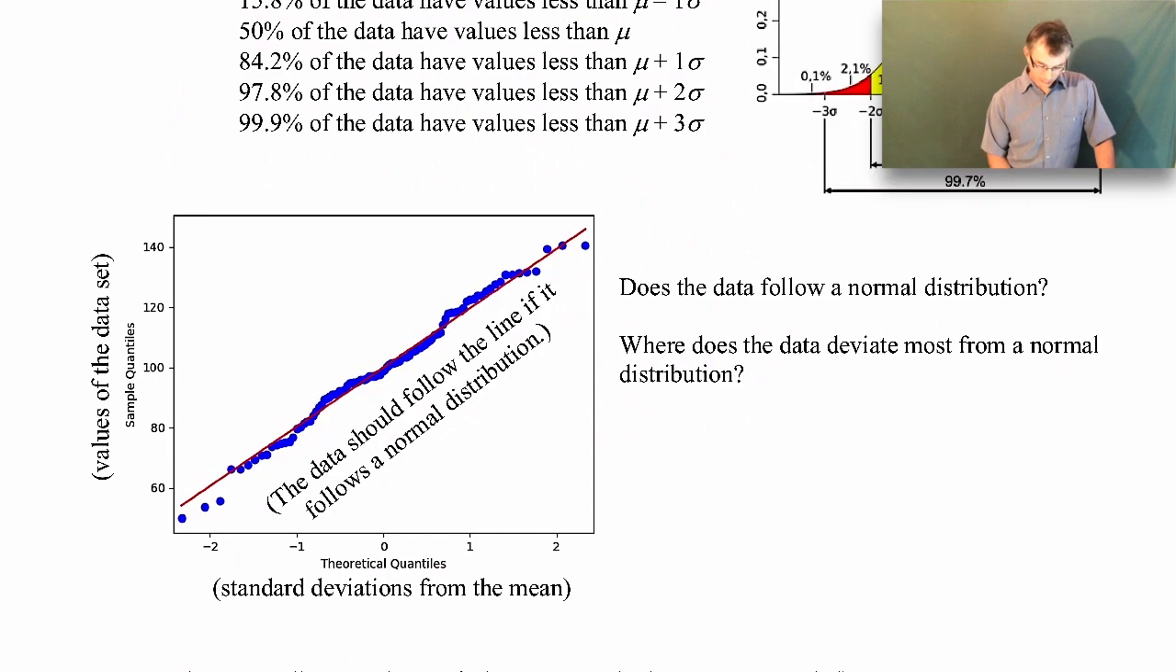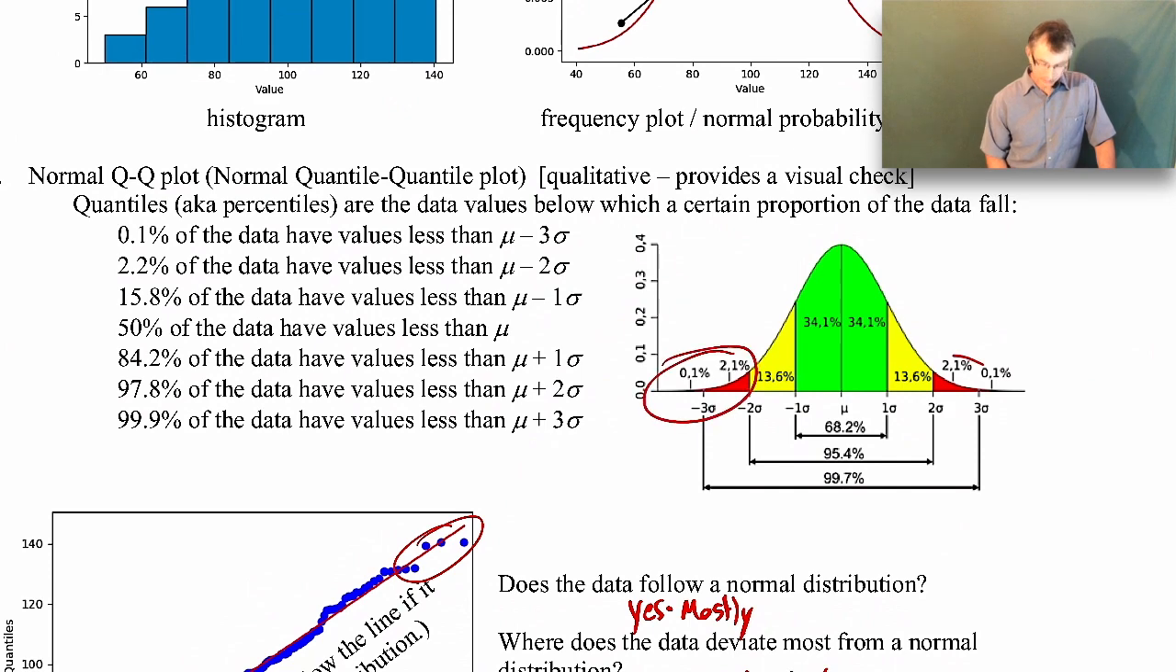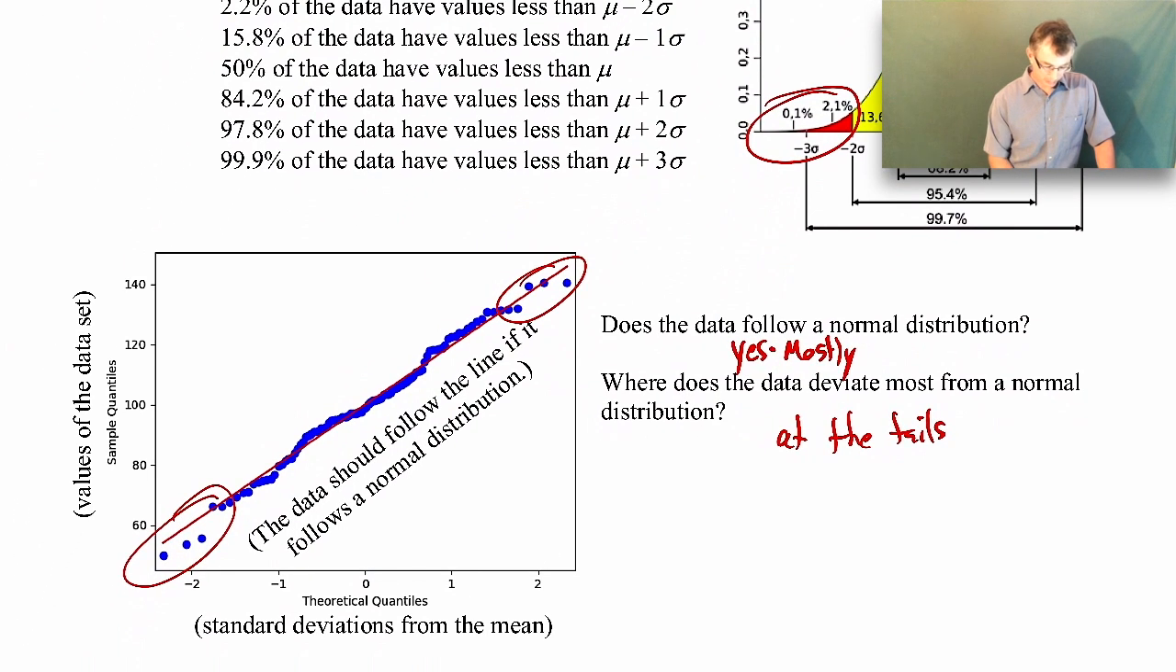So does the data follow a normal distribution? Mostly. So yes, mostly. Where does the data deviate the most from a normal distribution? It seems to deviate the most at the tails, at the tails of the distribution. What I mean by that is out in these regions. The data just doesn't follow the normal distribution quite as well there. And you can see that because we get the most deviation from the line at that point. In the middle, it's doing a pretty good job.